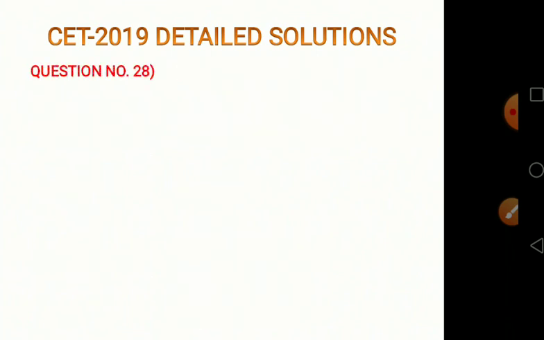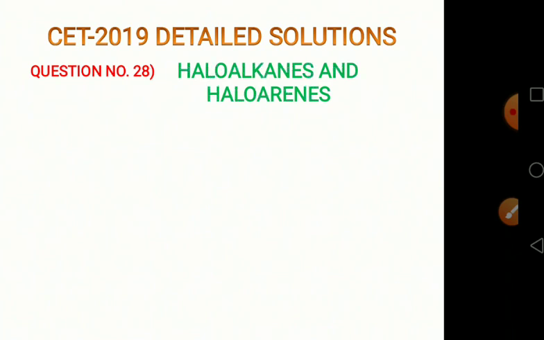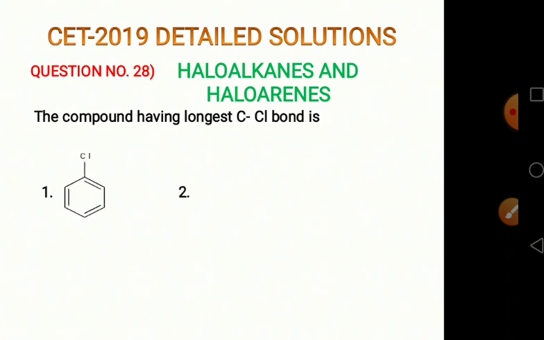Then question number 28, haloalkanes and haloarenes chapter only. The compound having the longest C-Cl bond is, remember, four options are given like this.